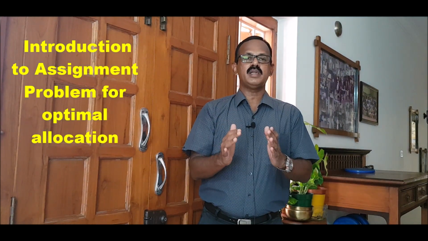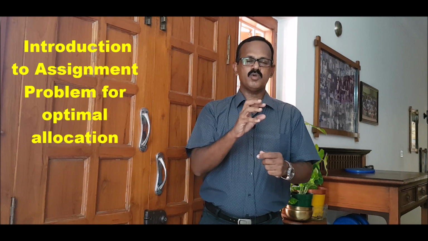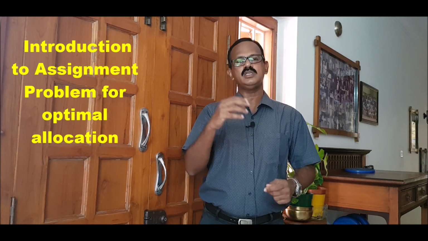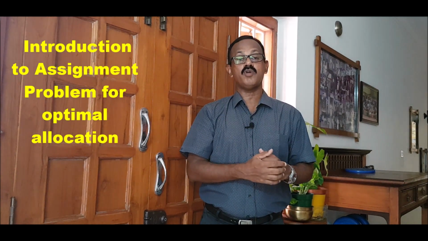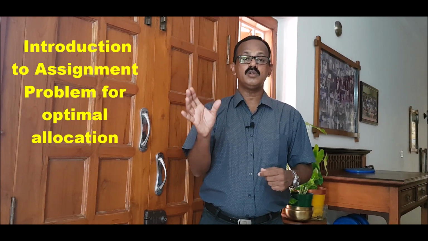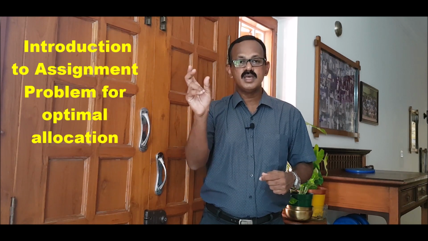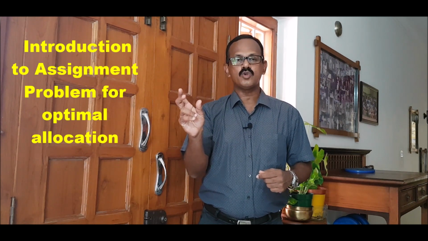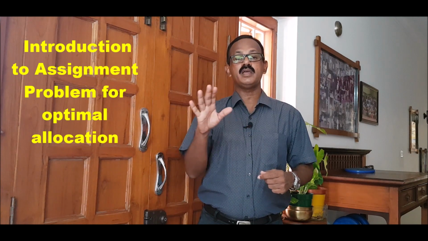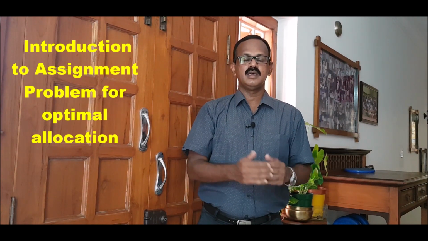In this particular problem, we have taken 5 jobs, and we are going to demonstrate how these 5 jobs are going to be allocated to 5 machines, so that it yields the optimal result of a minimized total cost of completing all these jobs on these machines.